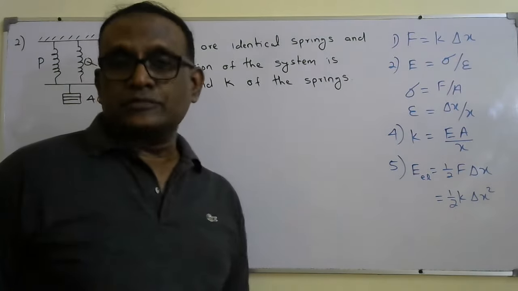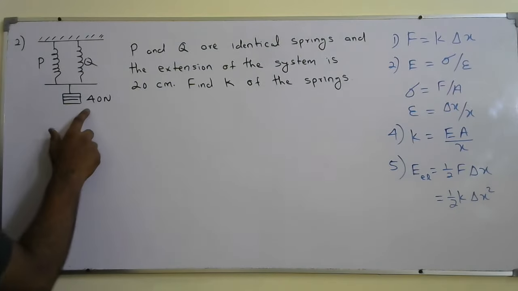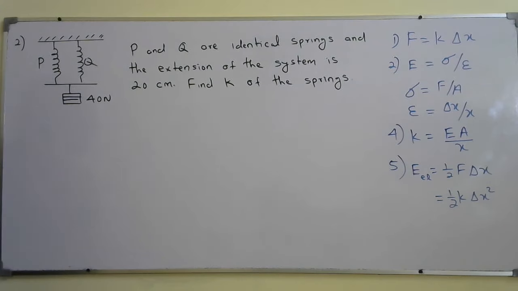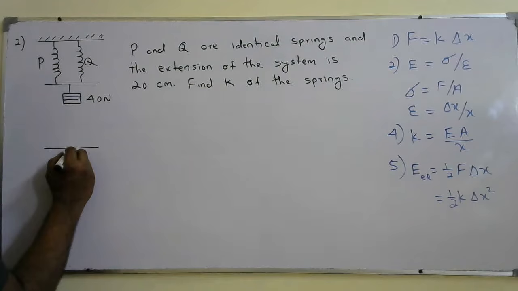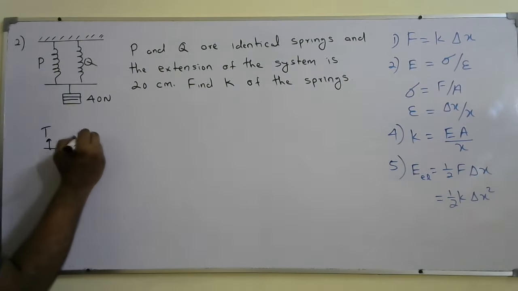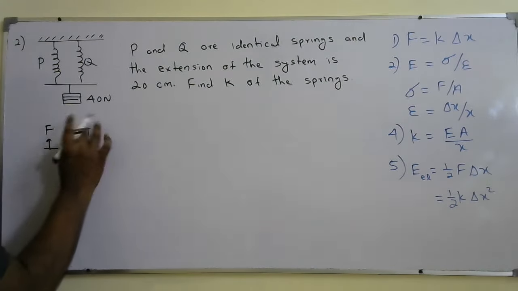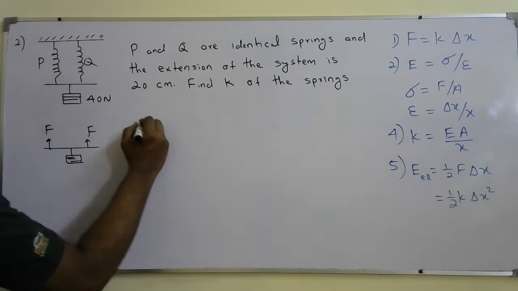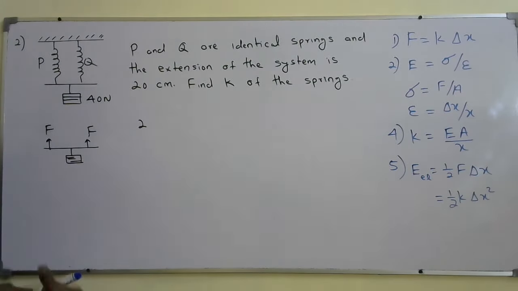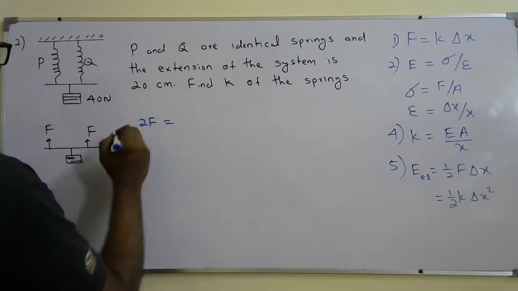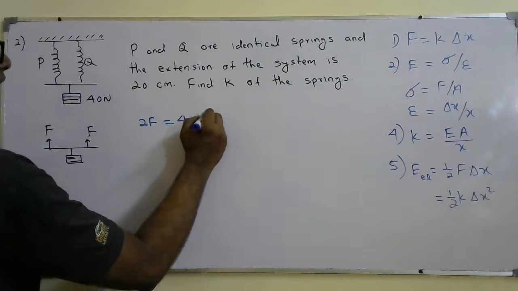So the force on each spring will be, if you think about the free body diagram, this is the attached weight. So the tension on each spring is the same, T. The tension we normally call F. So 2F is equal to 40 Newton, so F is equal to 20 Newton. So the force on each spring will be 20 Newton.